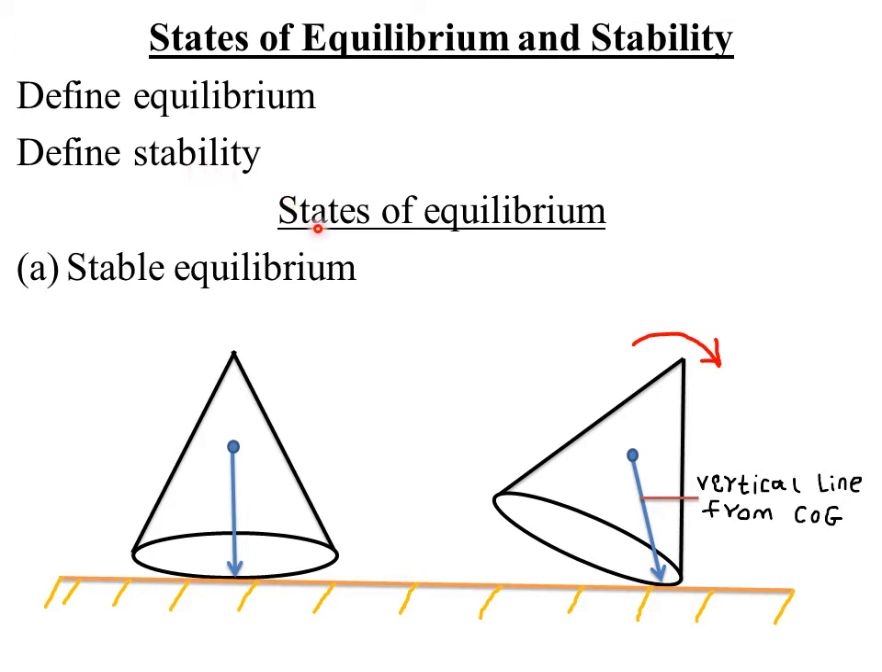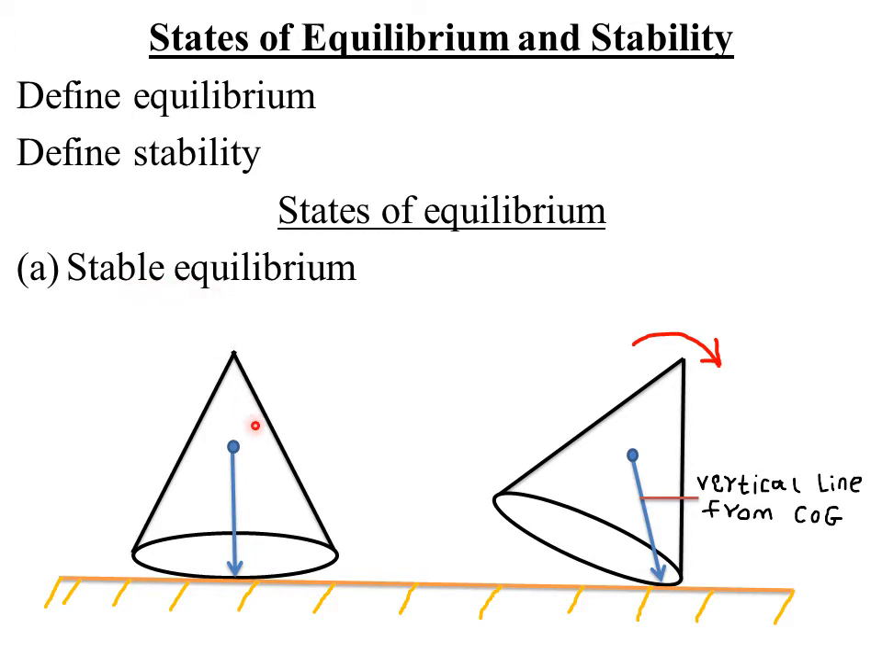Now there are 3 states of equilibrium. 1, we have what we call stable equilibrium. 2, we have what we call unstable equilibrium, and lastly we have what we call neutral equilibrium. So let's discuss these 3 states of equilibrium. Let's start with the stable equilibrium.